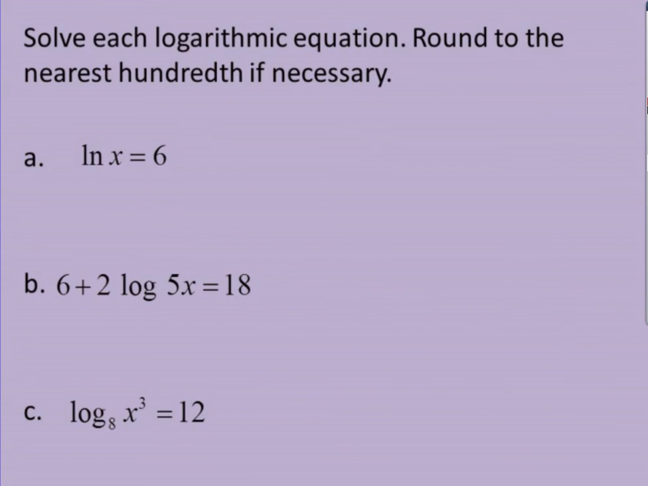The first one here is a little bit different. Remember, ln is the same thing as log base of e. So we want to raise e to that power. e and ln are going to cancel. So we know x is just going to equal e to the 6th power, and e to the 6th power is 403.4.